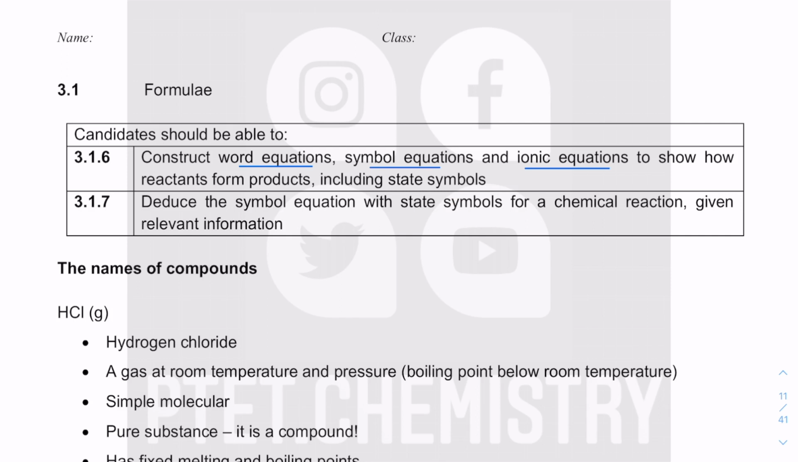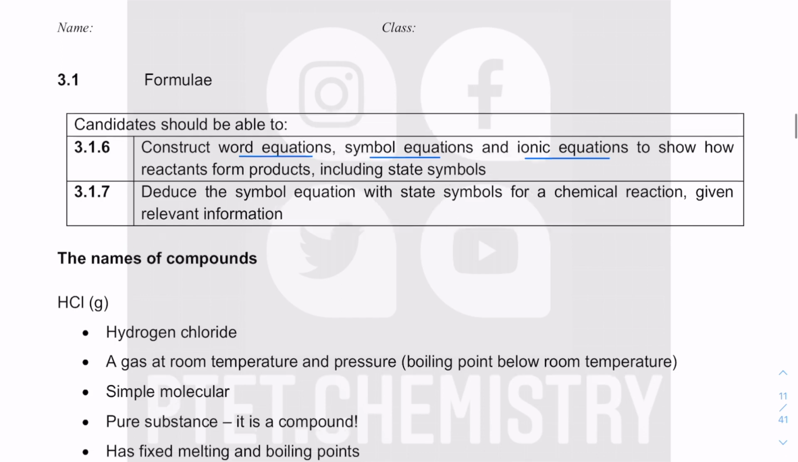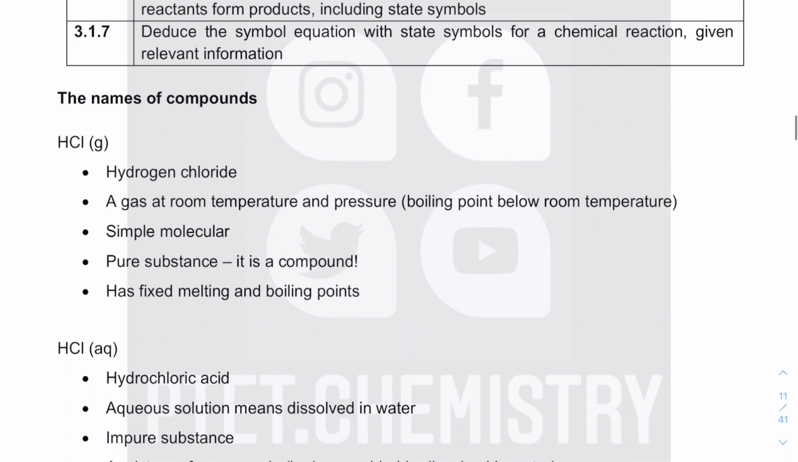Last but not least, we'll also do this deduction of the symbol equation with state symbols given all the information from the question. So it's basically just reading the question and thinking about their state symbols, and of course whatever equation you write, starting from this level, O-level or IGCSE level, you have to balance it. If it is not balanced, most likely it's because you have gotten the wrong formula or you have just forgotten to balance it. So let's just recap a little bit of these kind of things, starting from the names of compounds.